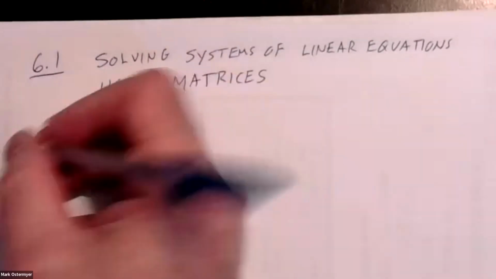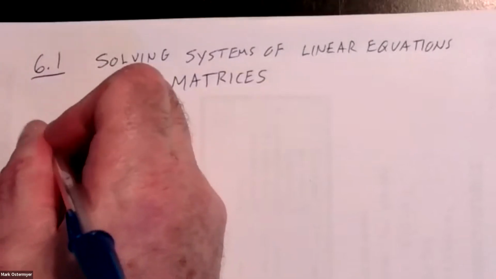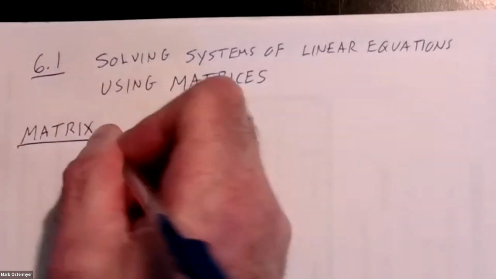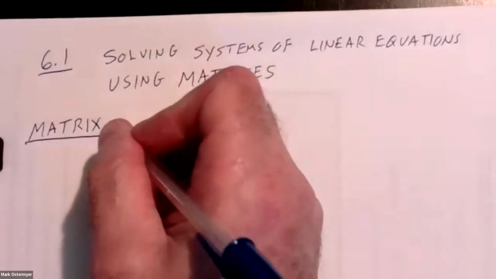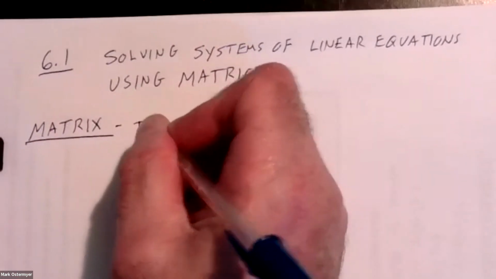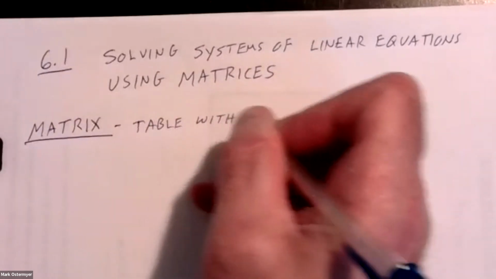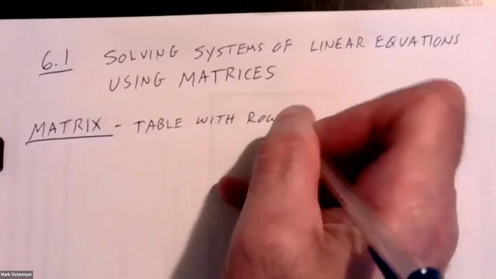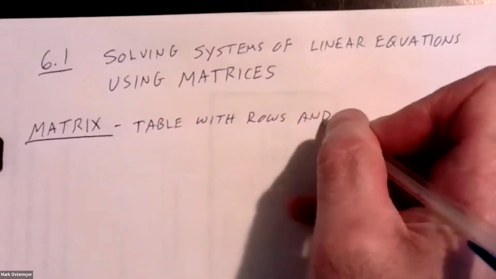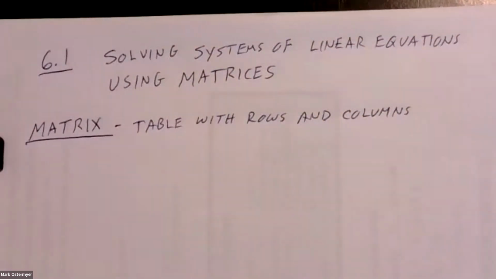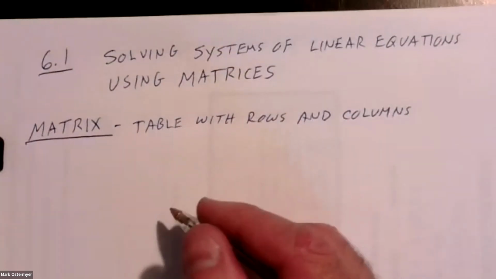All right, so first thing we should probably do is define for ourselves what a matrix is. A matrix is nothing more than basically a table with rows and columns. So technically, a Microsoft Excel spreadsheet is a matrix. Okay, that's all a matrix is.